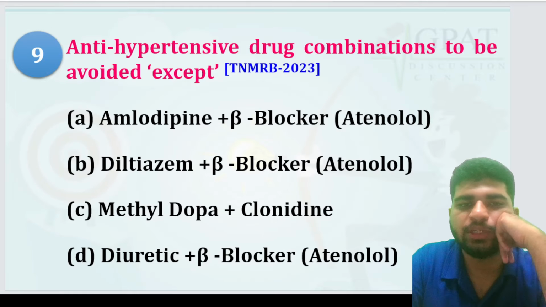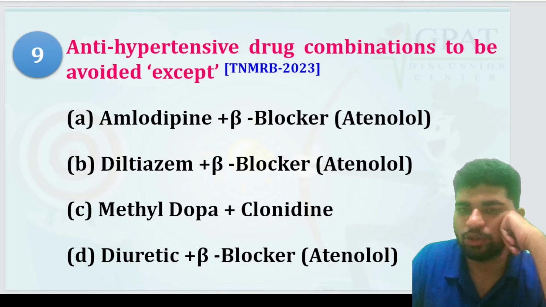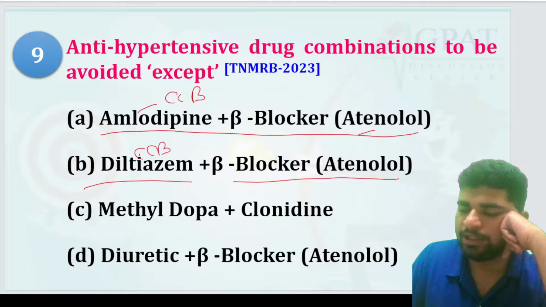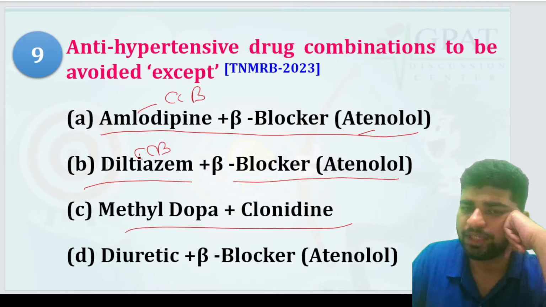Antihypertensive drug combinations to be avoided, except amlodipine plus beta blocker, that is atenolol. Amlodipine is a calcium channel blocker. Beta blocker is atenolol. Diltiazem is also a calcium channel blocker. Methyl dopa and clonidine, these both are alpha 2 agonists. Diuretic plus beta blocker atenolol.